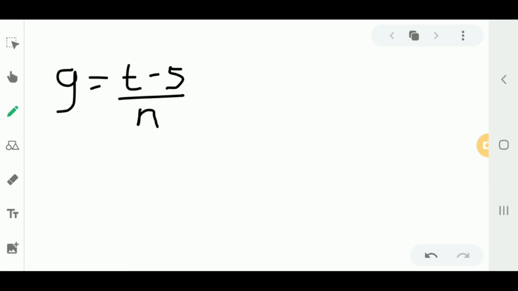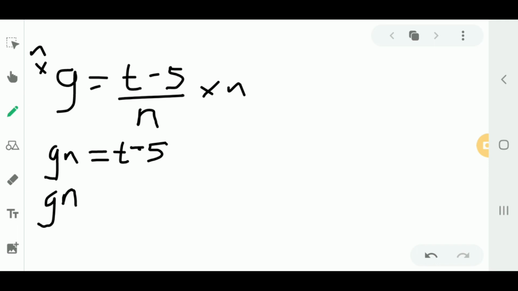So here we get rid of the denominator first, so we're multiplying both sides by N. So we have Gn is equal to T minus 5. Get rid of the minus 5 on the right hand side, so that means we're adding 5 to both sides. And that's your final answer.